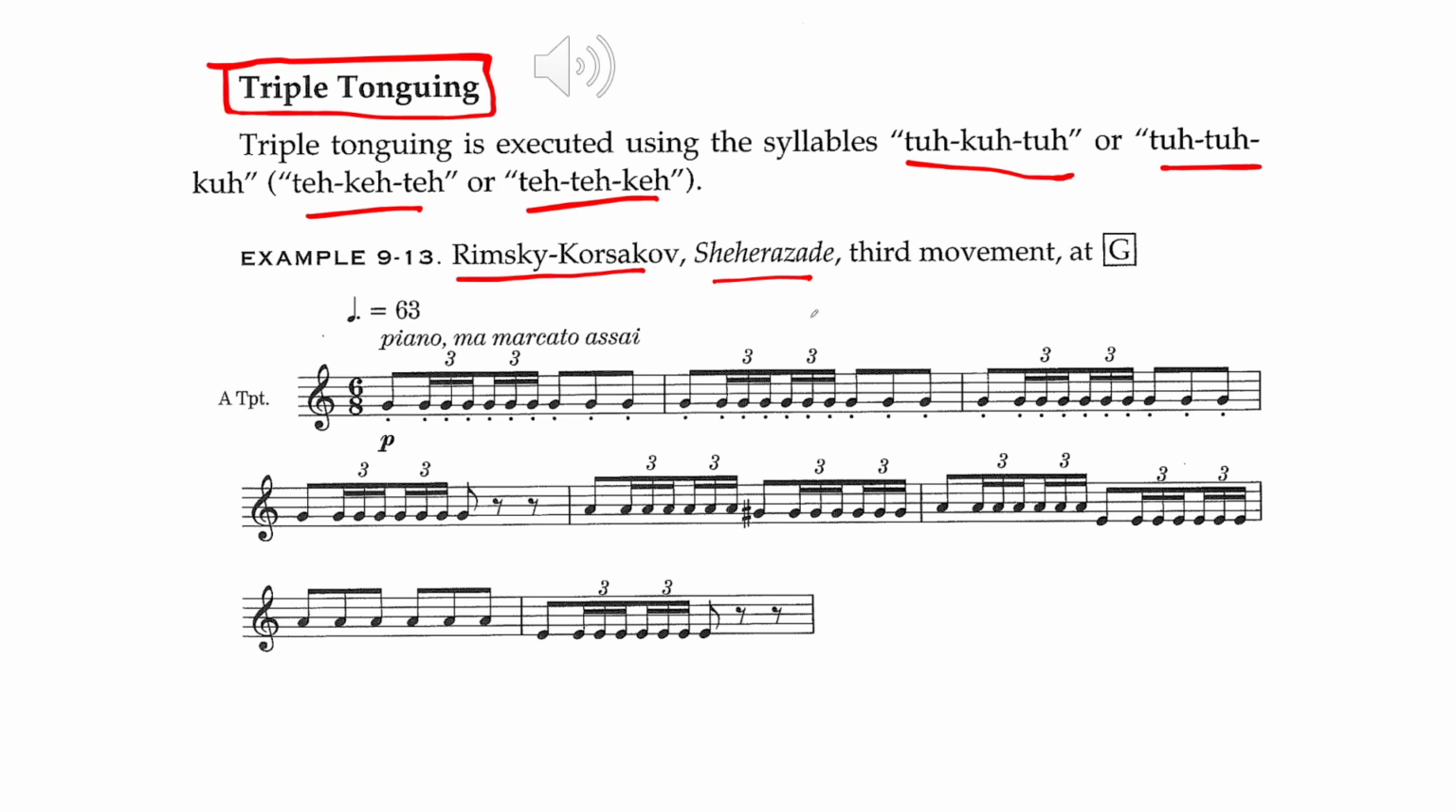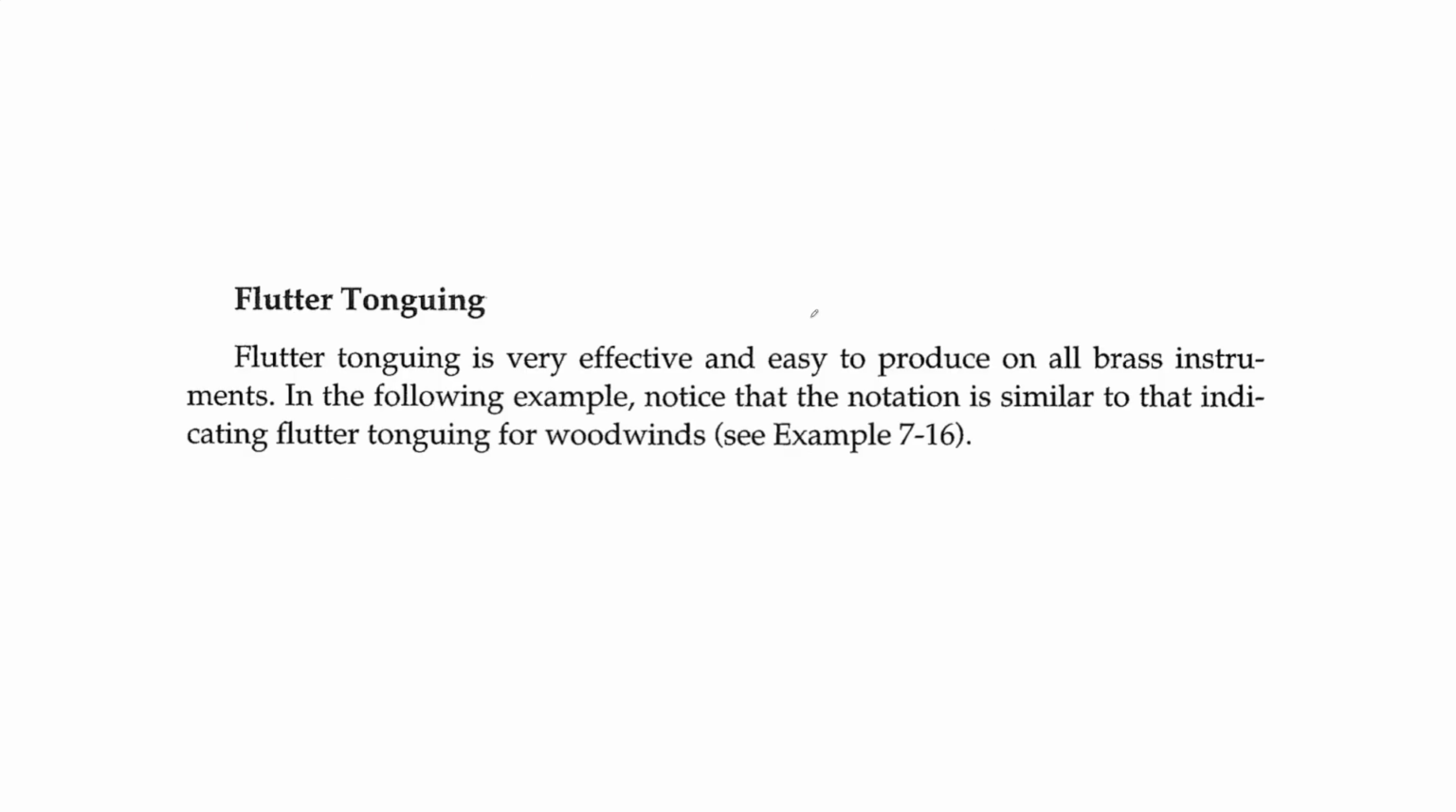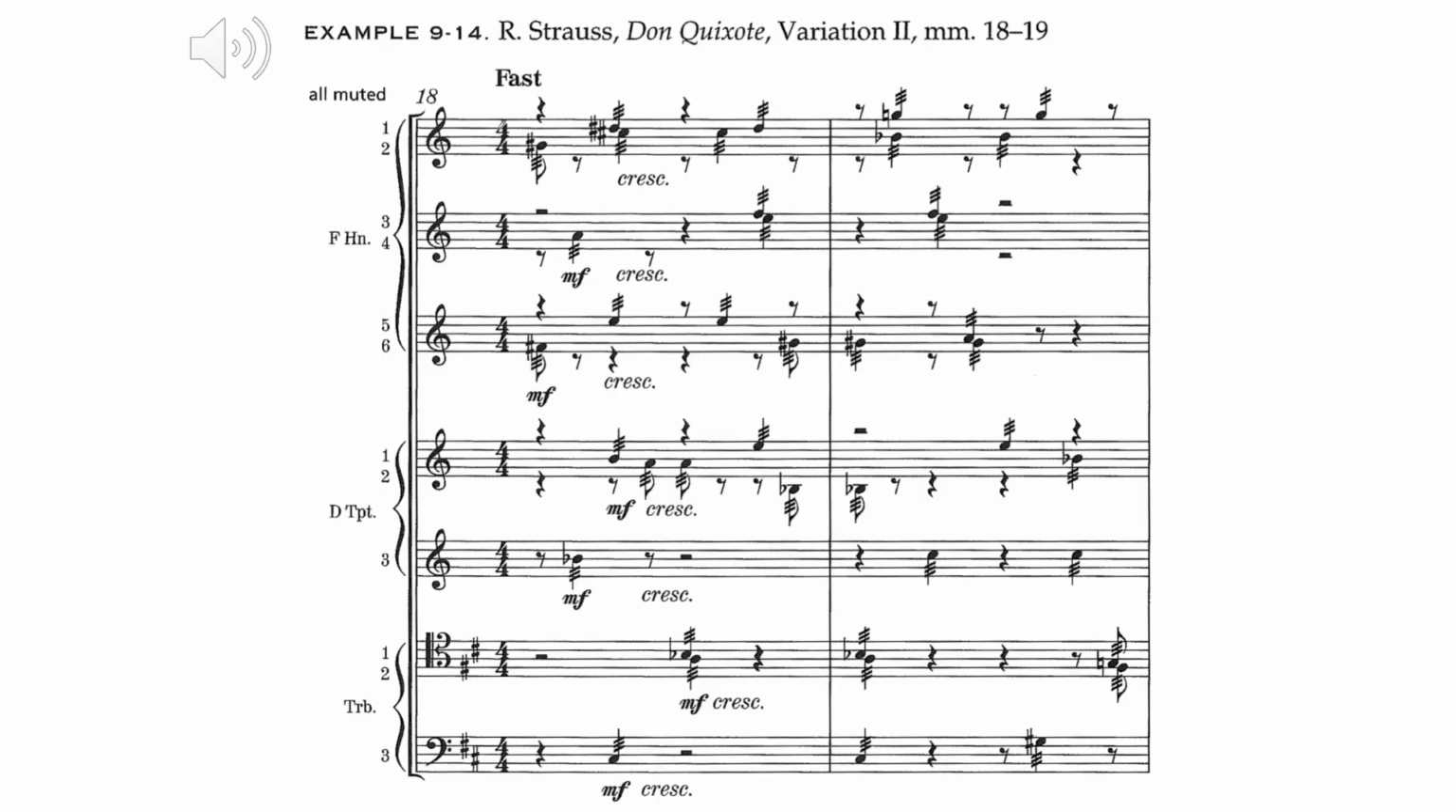To play this passage through single tonguing wouldn't be possible. And then we have another very characteristic tonguing, flutter tonguing. It is also used in woodwinds, especially in the flute. They are also very characteristic for the brass instruments. This is an excerpt from Richard Strauss' Don Quixote. Let's listen to it.